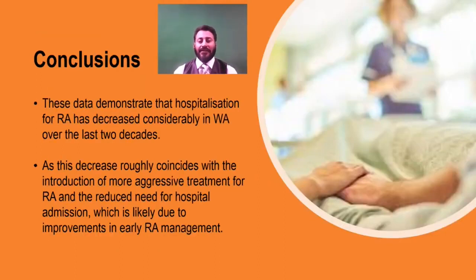Finally, the conclusion. This data demonstrates the hospitalization for rheumatoid arthritis has decreased considerably in Western Australia over the last two decades. The decrease roughly coincides with the introduction of more aggressive treatment for rheumatoid arthritis and the reduced need for hospital admission, which is likely due to improvement in early rheumatoid arthritis management.